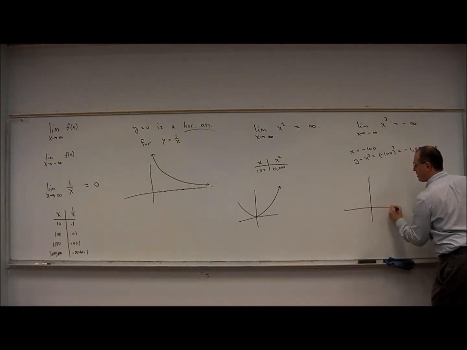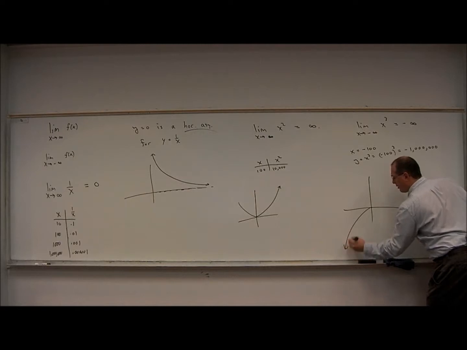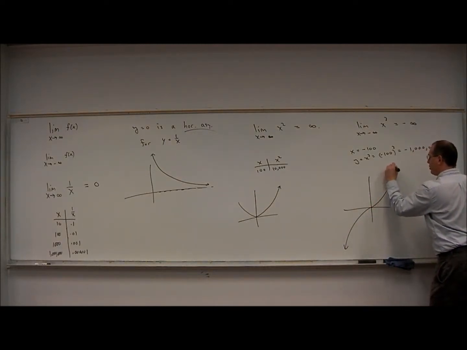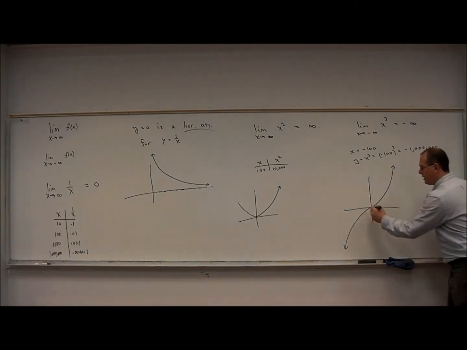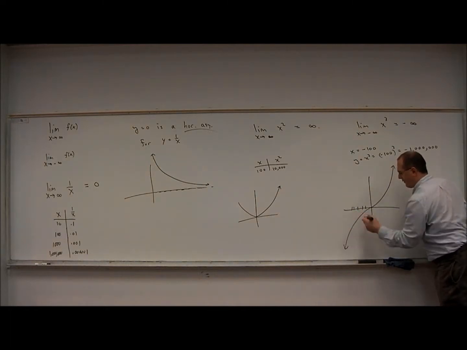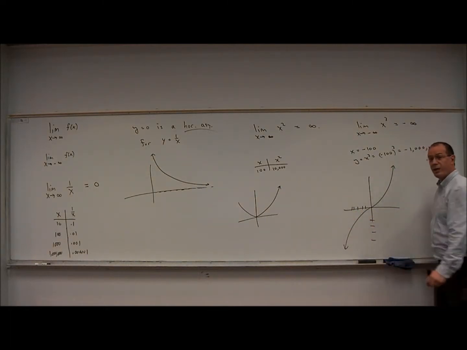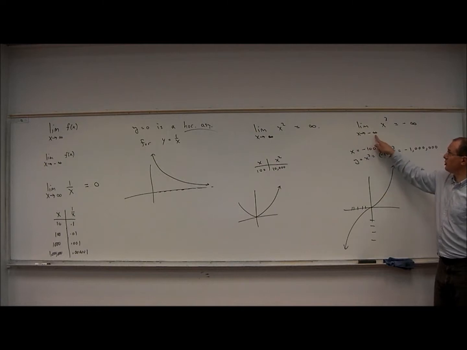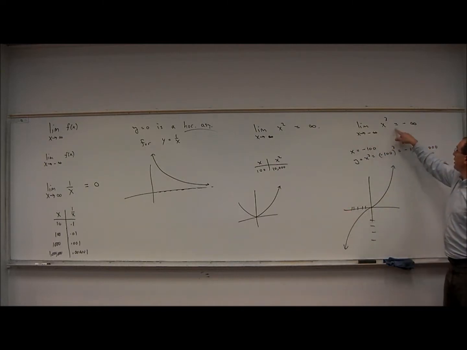The graph of x cubed bears that out. The graph of x cubed looks something like this. So as the x goes to the left, the y-coordinates go down. X goes to minus infinity, x cubed goes to minus infinity.